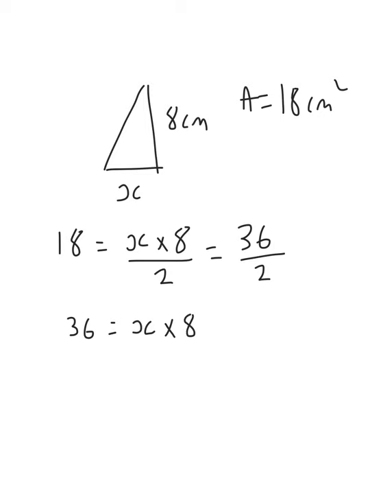So at this stage I stop and I go, oh, hold on a minute. 36 isn't in the 8 times table. I know that 4 times 8 is 32 and 5 times 8 is 40. So you could do it with a calculator, or knowing those two things, you'd be able to guess that x is 4.5. Okay, so it's 4.5 centimeters.